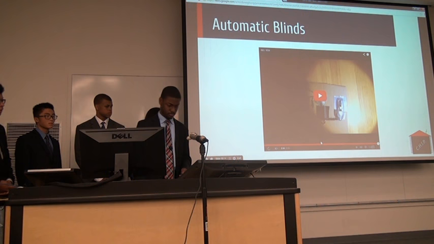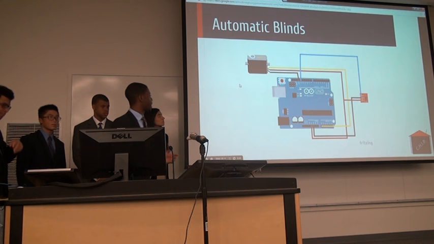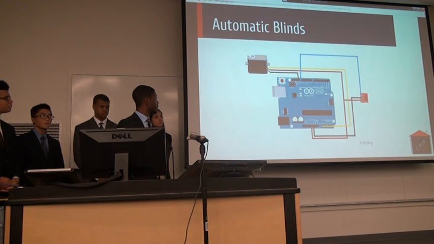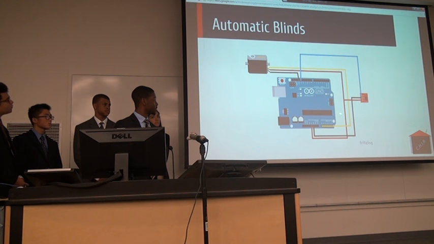Here's a simplified version of how we wired everything up. So here's the servo attached to the power source, and this is attached to the Arduino board, ground, and the input source, which connects it to the computer. And here's the light sensor, also connected to the power source, ground, and the input into the computer.